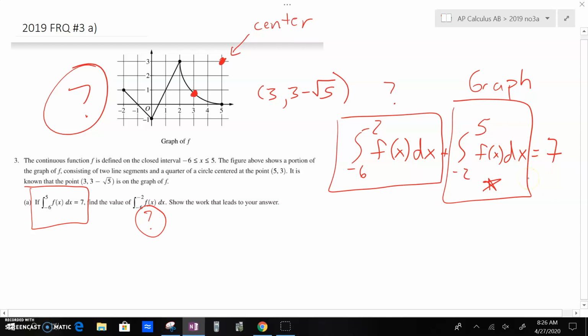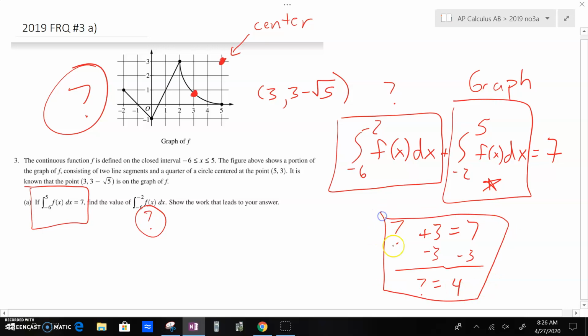So let's say that value ended up being 3. It's not, but we'd have our question mark space plus 3 equals 7. We're going to subtract 3 from both sides, and then our question mark would be 4. Now that's not what it is, but that's the arithmetic process that we're going to go through. So I'll just call that an aside.